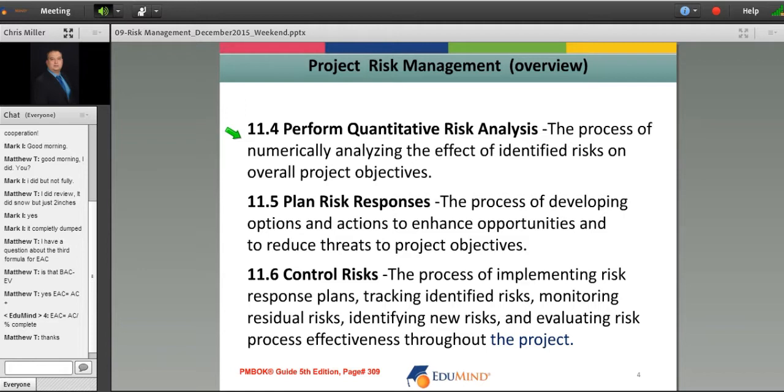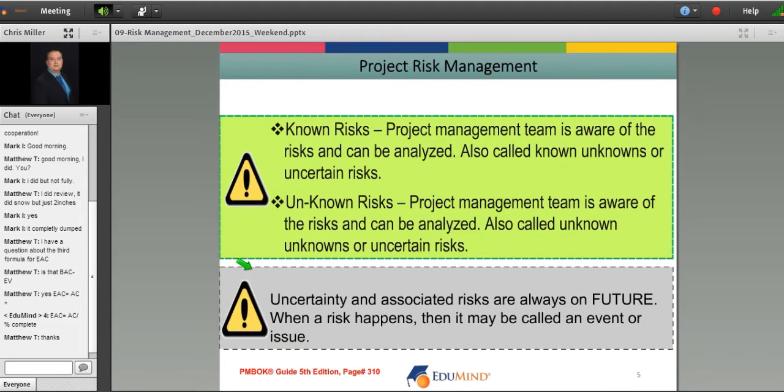Once you perform qualitative and quantitative, you can plan risk responses, the process of developing options and actions to enhance opportunities and to reduce threats to project objectives. Then finally, you control the risks, which is the process of implementing risk response plans, tracking identified risks, monitoring residual risks, identifying any new risks, and then evaluating the risk process effectiveness throughout the entire project.